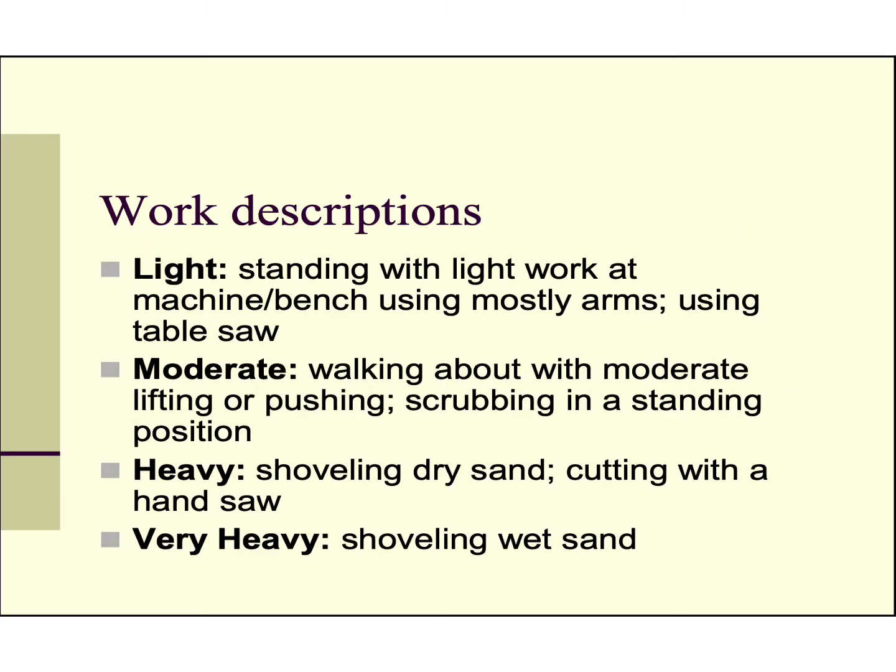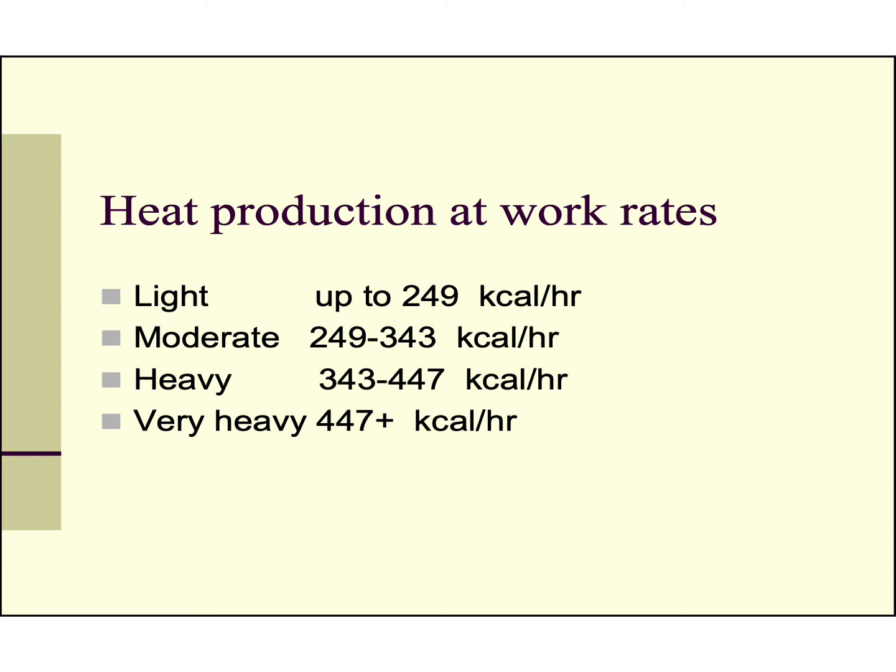Some example work descriptions to be used in this table. These come from ACGIH, and I won't read these to you, but you see the kinds of descriptions. Of course, every work is a little different, so you have to make some judgments about what is light, moderate, heavy, and very heavy. An alternate approach to looking at this is to measure or estimate the kilocalories per hour and then fit them into these categories where light is up to 249 kilocalories per hour and so on.